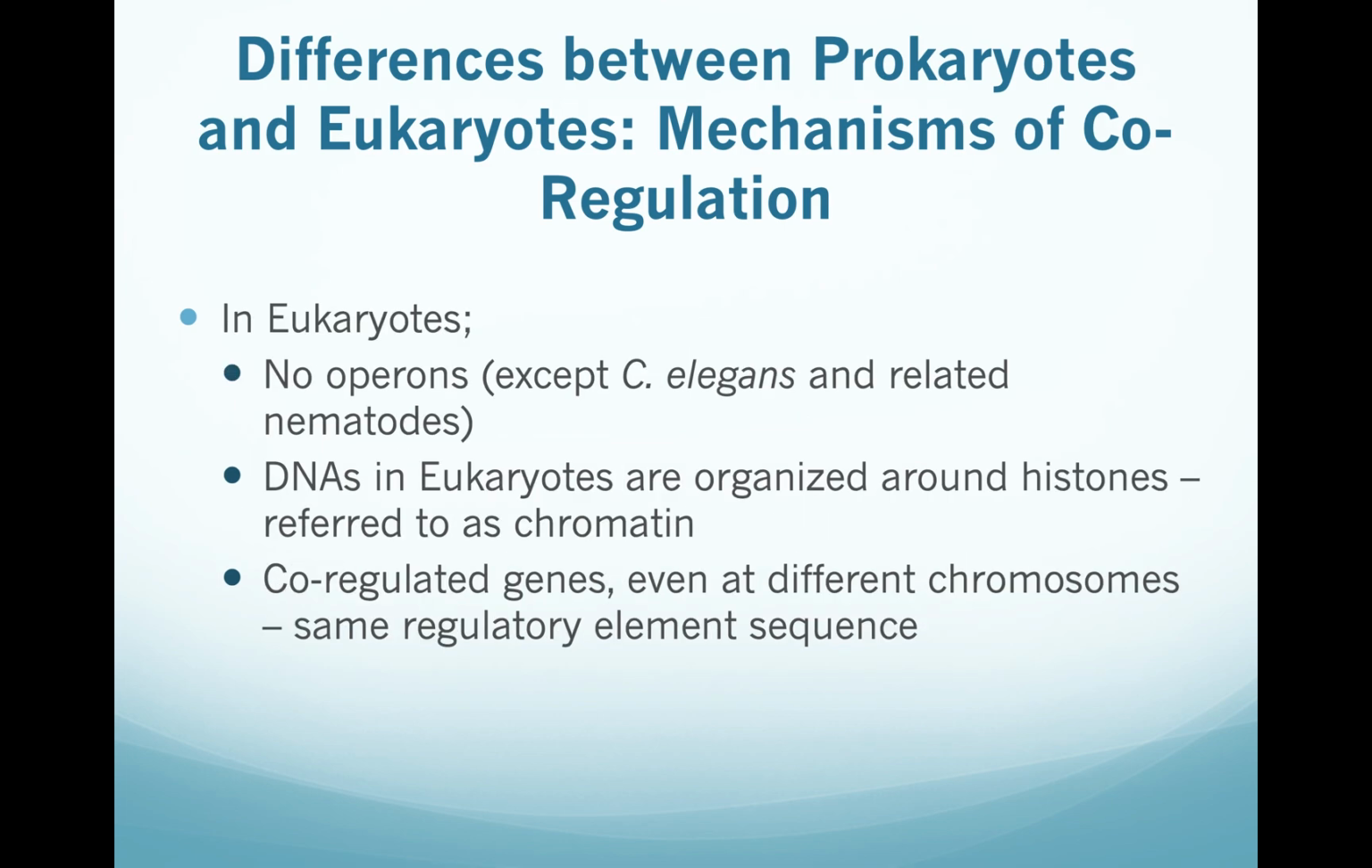Now, in eukaryote, there are no operons, except for C. elegans and related nematodes. And I think starting from 2019, they actually have found them in a few fungi as well. So DNAs in eukaryotes are organized around histones, which is referred to as chromatin. I'm not going to go into details on the histone or chromatin. You need to read up about it, basically how histones bind or form the chromatin is actually crucial to regulate the mechanism. And in eukaryote, the co-regulated genes, even on different chromosomes, could be turned on or off using the same regulatory element sequence. So can you imagine, these genes are situated on different chromosomes. For example, as humans, we have 23 pairs of chromosomes. So even if they are at chromosome 1 or at chromosome 19, they could actually be regulated using the same regulatory element sequence. How cool is that?